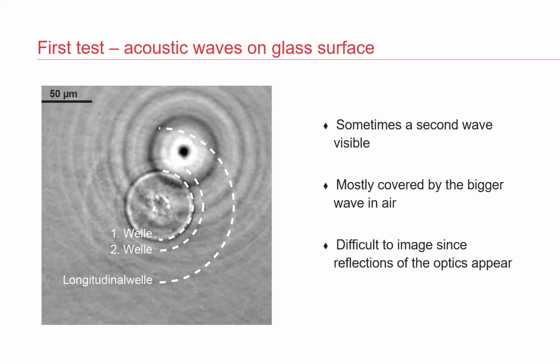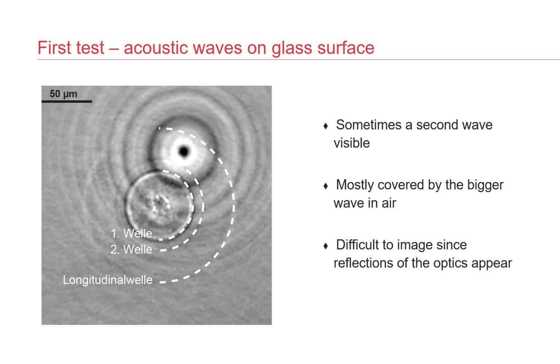While examining the acoustic waves on the glass surface, another wave between the longitudinal wave and the wave in air became visible, here shown in the middle and nominated as second wave. The problem is, as seen in the image right above the excitation spot, that the illumination had to be set so that reflections of the used optics became visible in the image and the quality suffered.